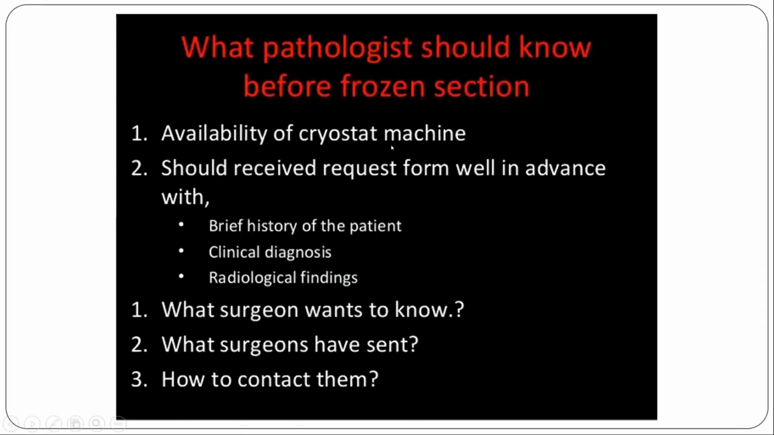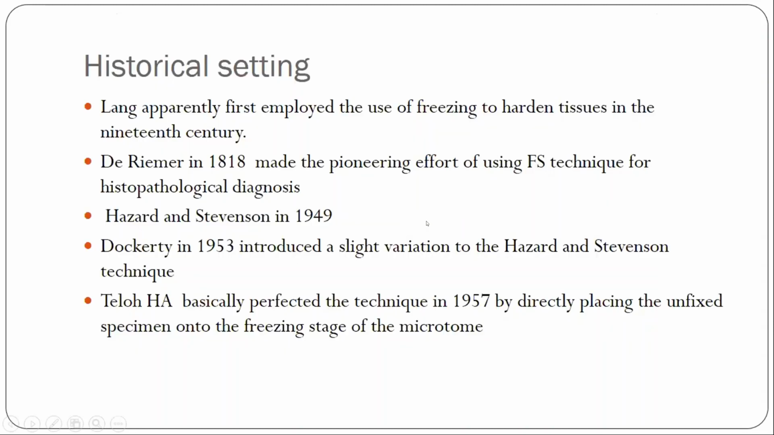For the pathologist, we need the cryostat, which I showed you. We need in advance the brief history of the patient, the clinical diagnosis, the surgical findings, and we need to know what you want to know. I think in frozen section, communication between you and us is very, very important. Call us, let us know. Make yourself easily contactable because sometimes we need to ask some more questions.